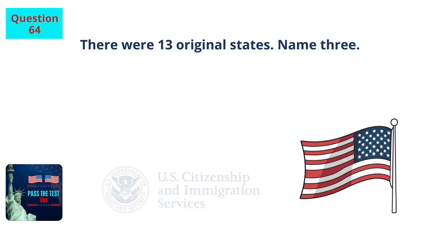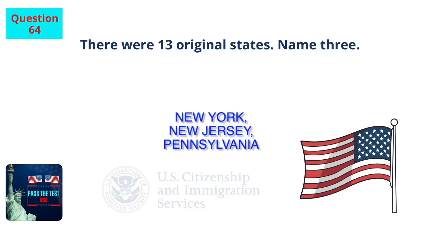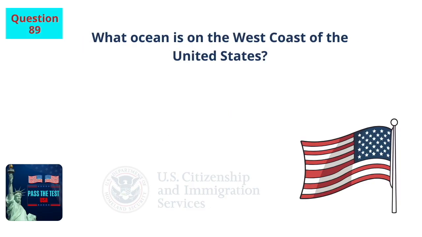There were 13 original states. Name 3. New York, New Jersey, and Pennsylvania. What ocean is on the west coast of the United States? Pacific Ocean.